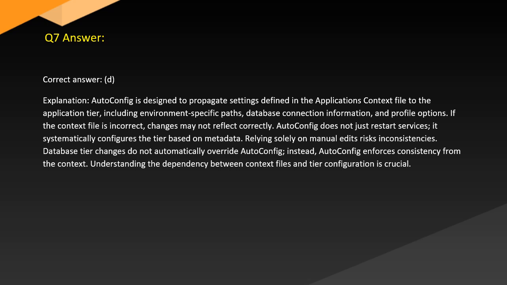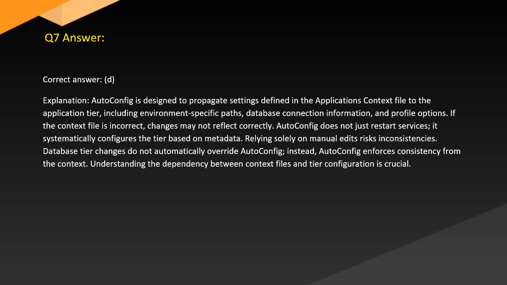Answer. Correct answer: D. Explanation. Autoconfig is designed to propagate settings defined in the application's context file to the application tier, including environment-specific paths, database connection information, and profile options. If the context file is incorrect, changes may not reflect correctly.